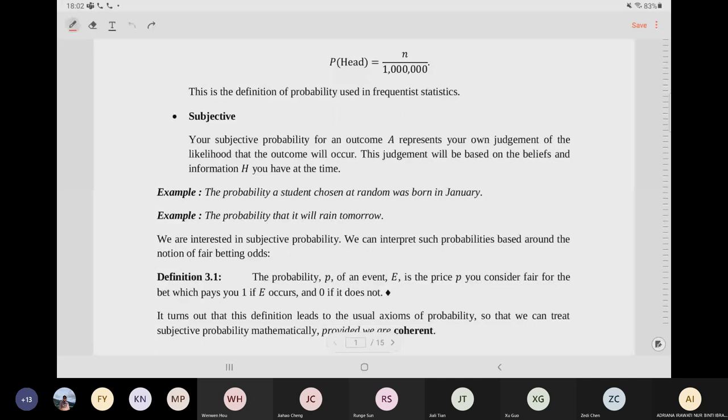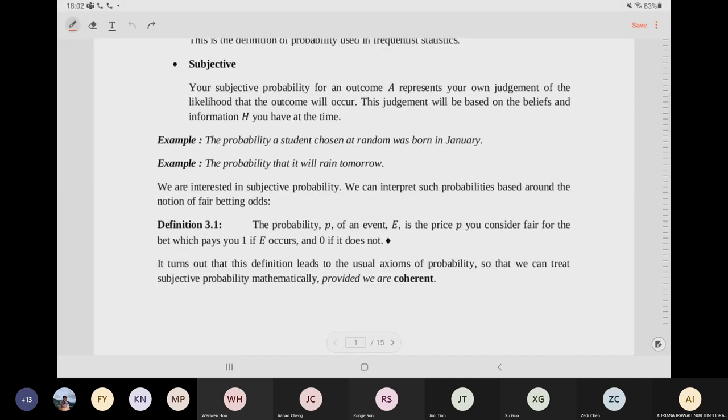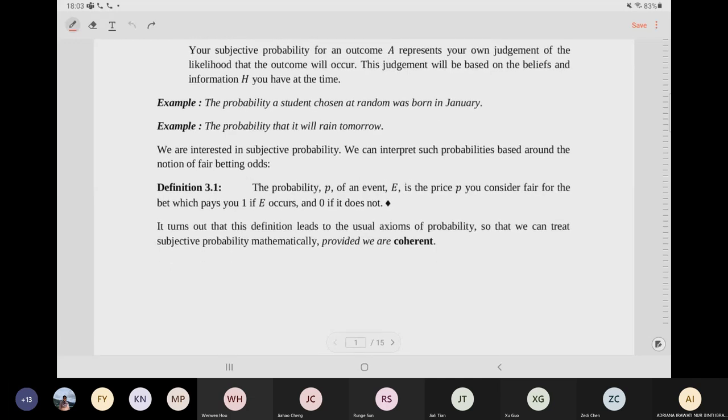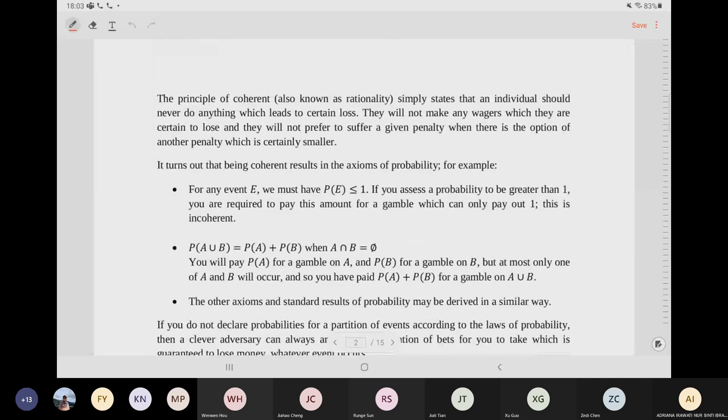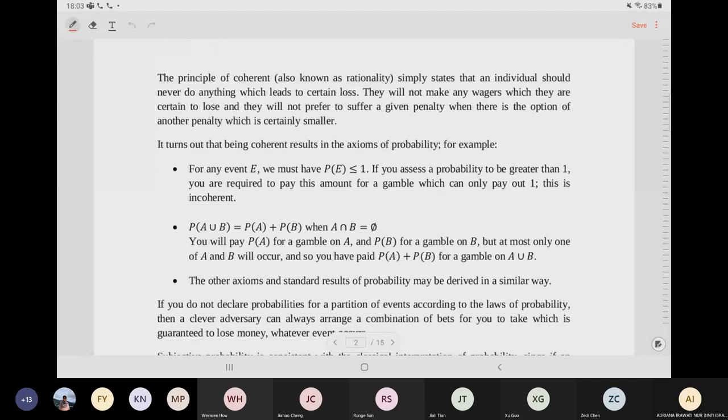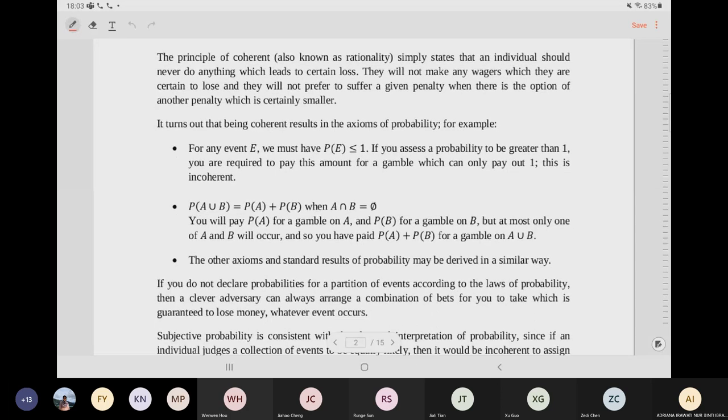So if you want to define a subjective probability, we must make sure that they actually fulfill the assumptions of probability. Okay. So the idea here is that it must be coherent, or it must be logical. So if you look at the example, for example, the probability of an event must be less than or equal to one. Okay. So that is the axiom of probability, meaning that even though it's subjective, it must be rational, right? And it must fulfill the axioms of probability.